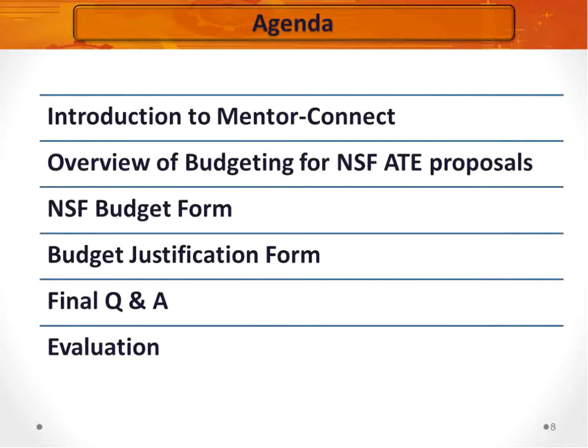We will begin today's webinar with an introduction to the Mentor Connect project, followed by an overview of an important activity in grant proposal development we call budgeting. Next, we will walk you through the actual NSF budget form you will be required to complete. We will cover all components of this form section by section. We will also discuss the required budget justification that must accompany the budget form. You will be given several opportunities throughout the webinar to ask questions. We will conclude by asking you to complete a very brief evaluation survey.